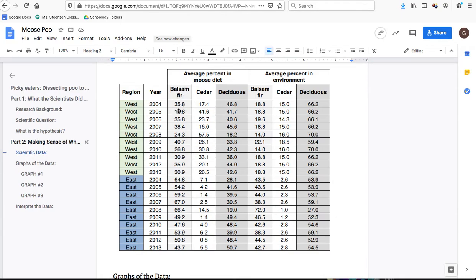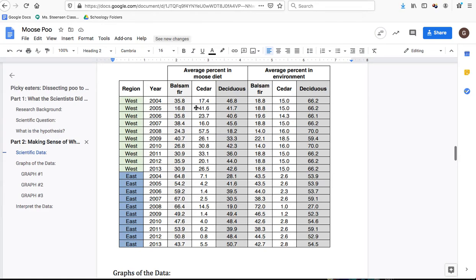But the thing that they ate the most were cedar and deciduous plants at 41% each for the west region in 2005. Meanwhile, in the west region in 2005, the average percent of these plants in the environment were different. So while 41% of the things that they ate was cedar, only 15% of the plants in the environment are actually cedar. So in this case, more cedar was eaten than cedar was in the environment. Whereas for something like deciduous, they did eat a lot of deciduous. 41.8% of the things that they ate were deciduous plants, but there's a lot of deciduous in the area that year.